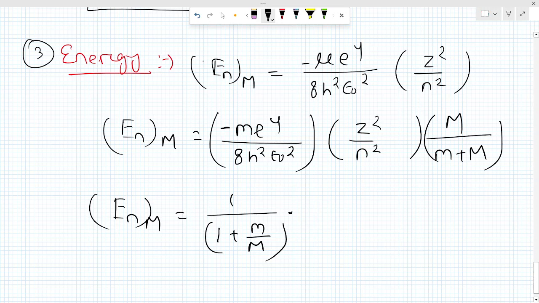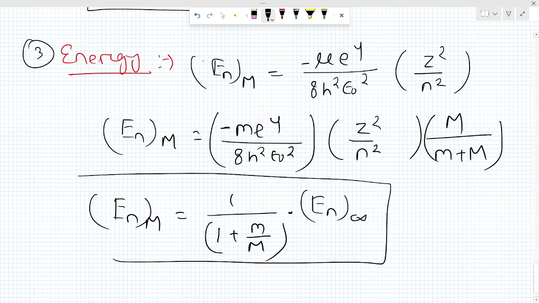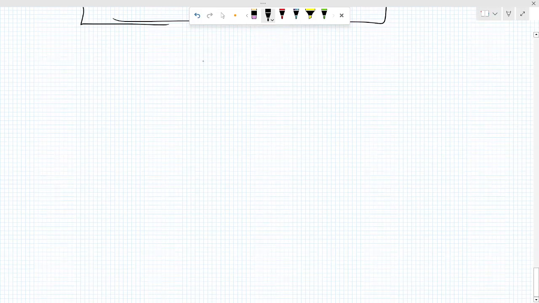These are the simple calculations. You can do it by yourself. I am doing it to show you how you have to do it. Yes, let's make it a box. These are the relations, very important relations. Let me proceed further and find the Rydberg constant for you. So previously we have the Rydberg constant value.